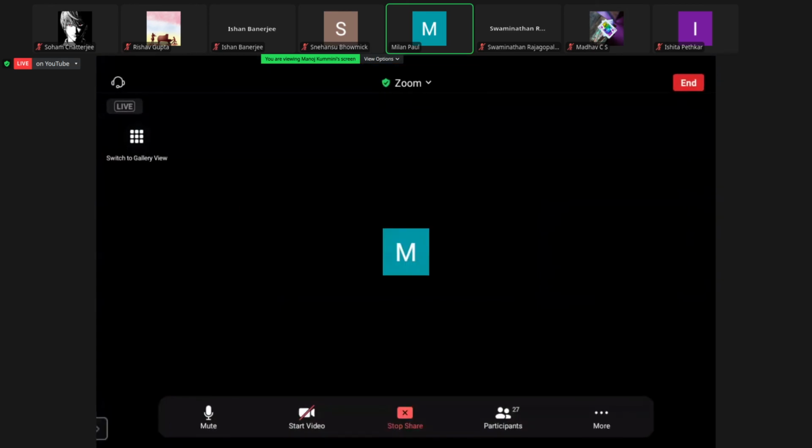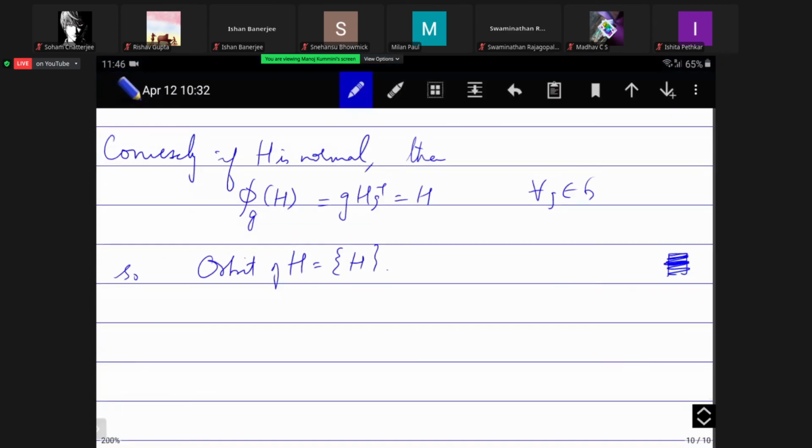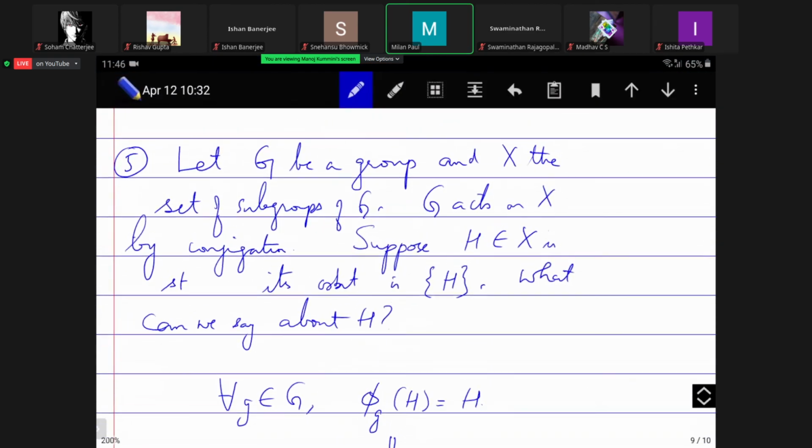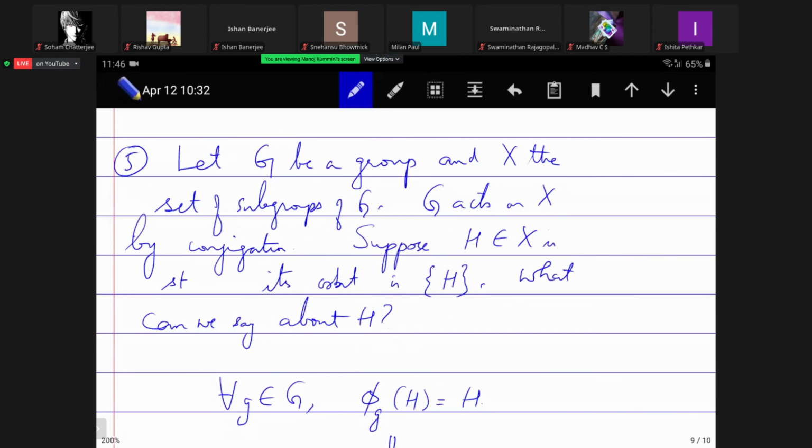Regarding the last example, sir, I had a question. If a group does not have any normal subgroups, then there won't be any singleton orbits; all orbits will have at least two elements. Yeah. Singleton orbit is the characterization of a normal subgroup. Okay. Thank you, sir.